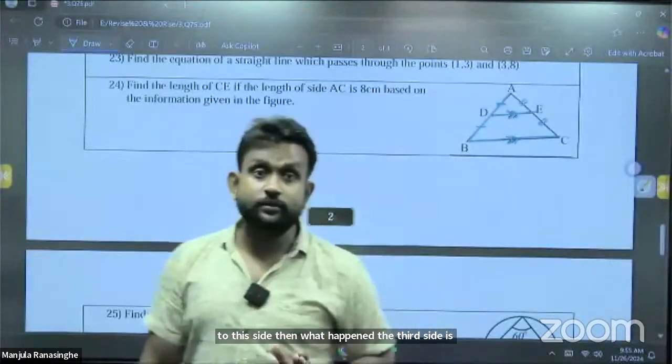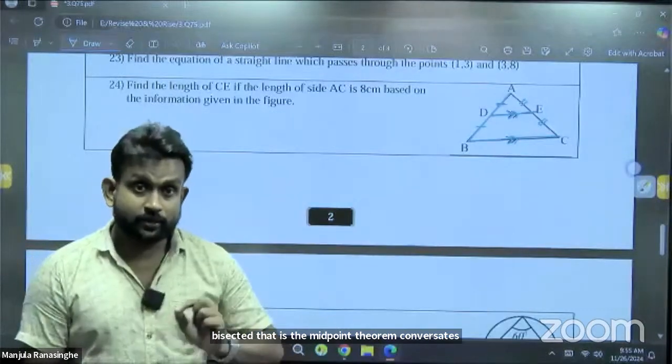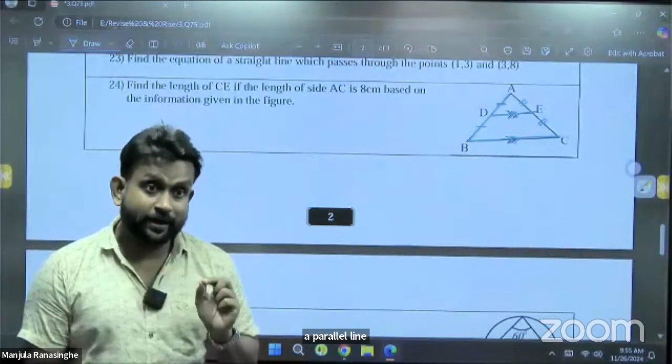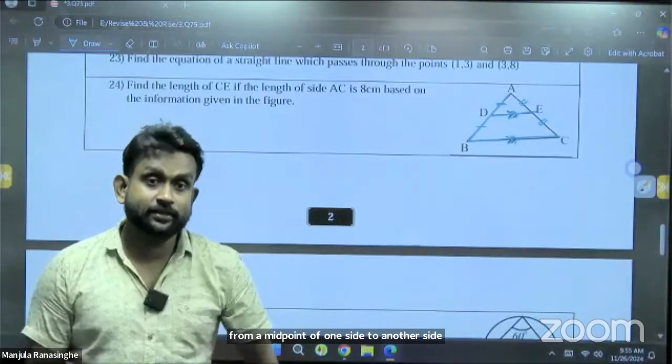What does the converse say? If you draw a parallel line from the midpoint of one side to another side, then the third side is bisected.